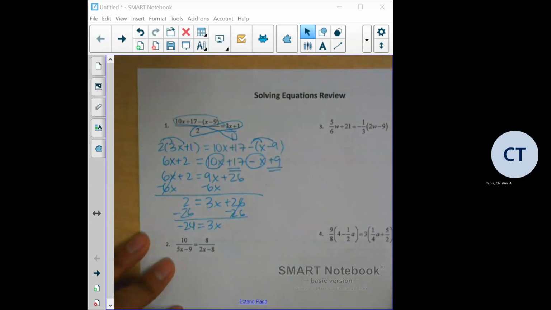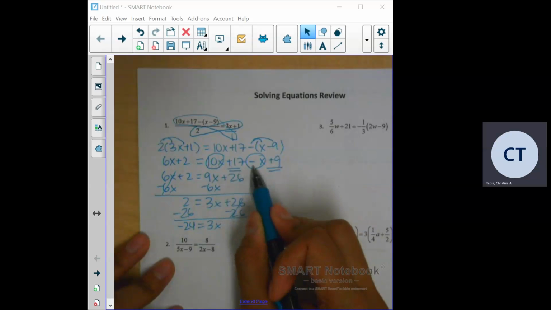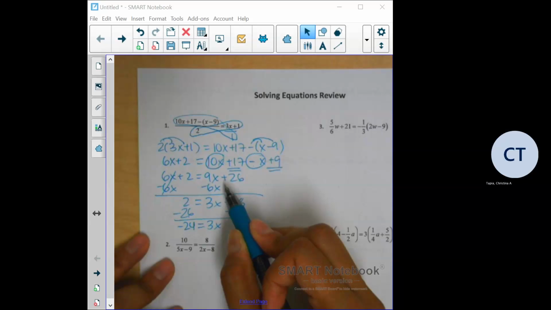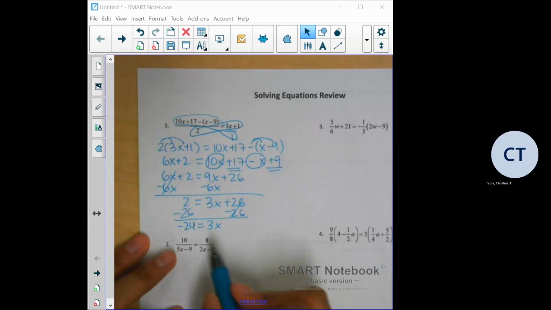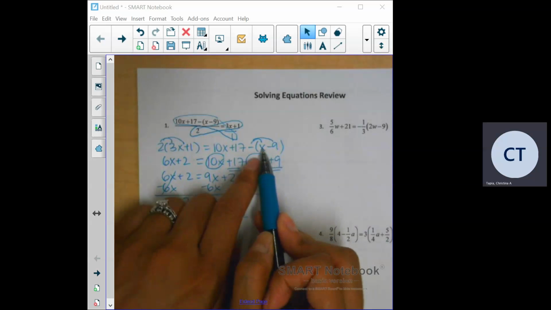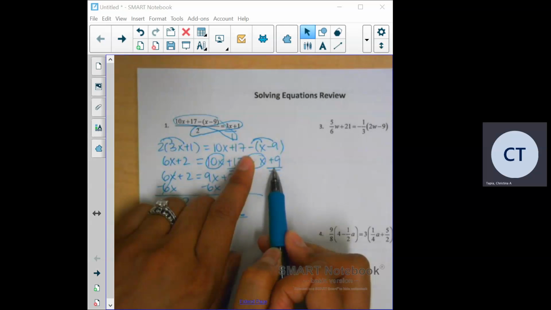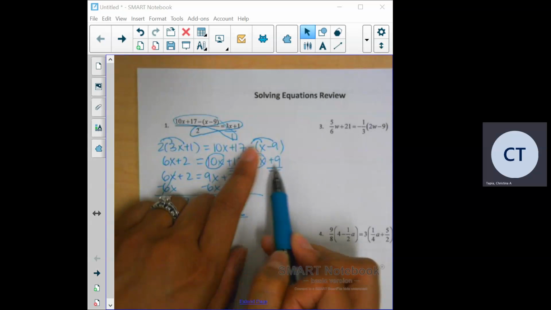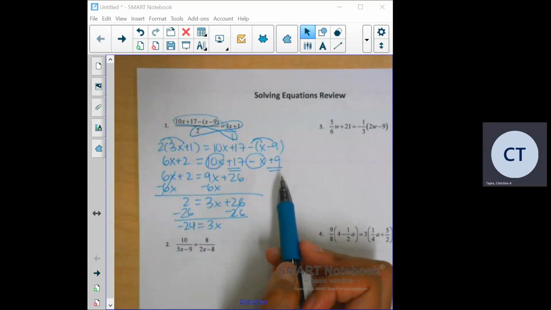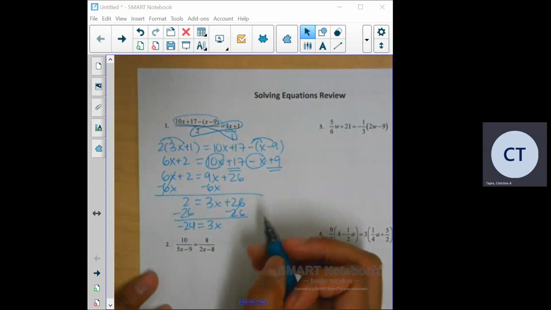Say it again. Because 10 minus 1 is a positive 9? Is that what you're talking about? When I distributed the negative x, that turns into a positive. Negative 1 times negative 9 turns into positive. Is that what you're talking about? You good now? All right, no problem.